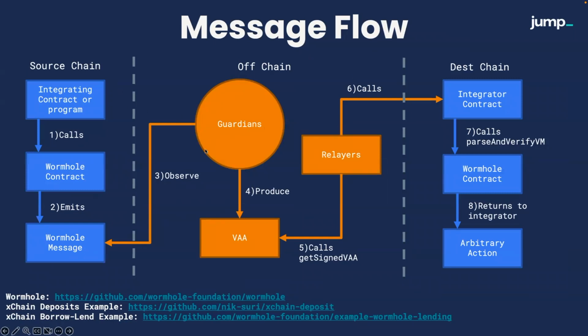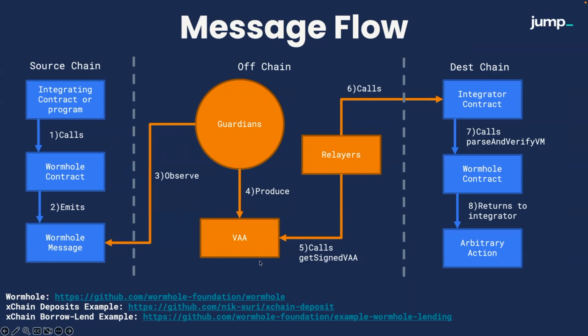So the guardians are running full nodes for every chain that Wormhole is connected to. And the guardians will be running a full node for Ethereum. They will observe this Wormhole message that has been emitted as a log on Ethereum. They will wait for it to reach finality, and then they will sign it. They'll verify it's valid, and then they'll sign it. And then once 13 of the 19 guardians have observed the message and signed it, that produces what's called a VAA, the Verified Action Approval.